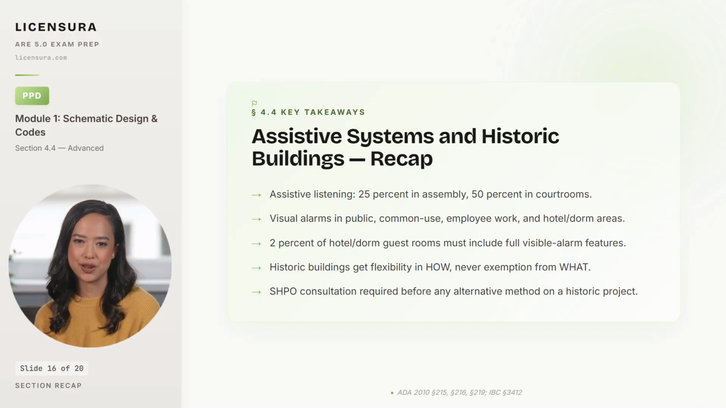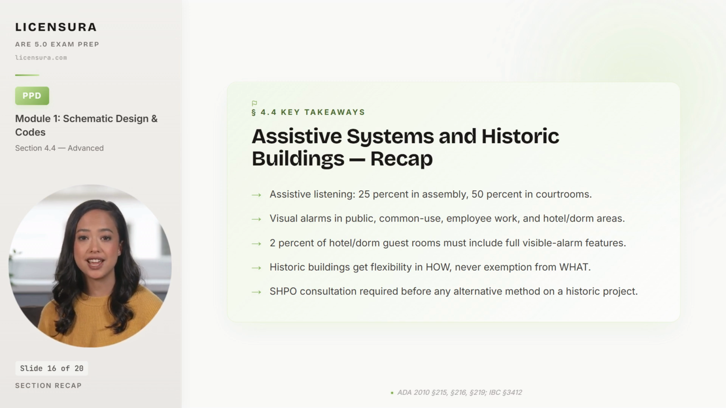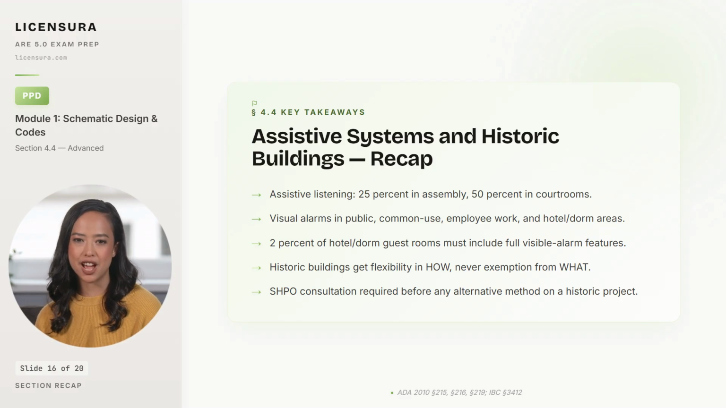Fourth, historic buildings receive flexibility in how accessibility is provided when strict compliance would threaten historic significance, not exemption from the accessibility obligation. And fifth, consultation with the State Historic Preservation Office is required before any alternative method is approved, and the consultation must be documented. Skip the SHPO step, and the alternative method is non-defensible if challenged.